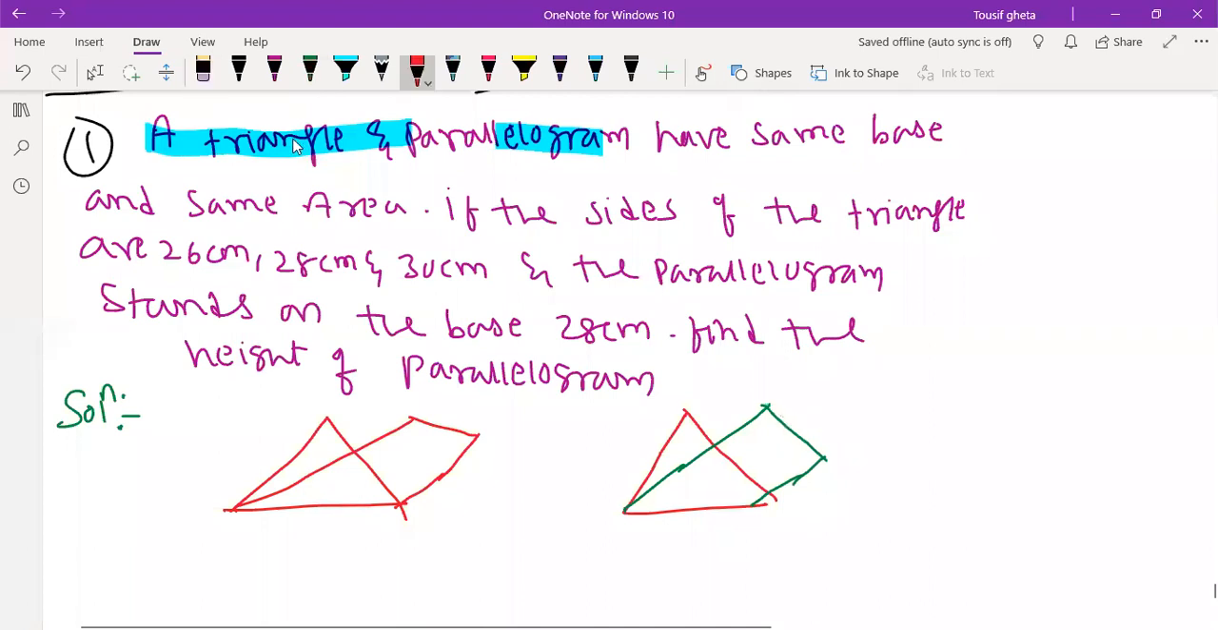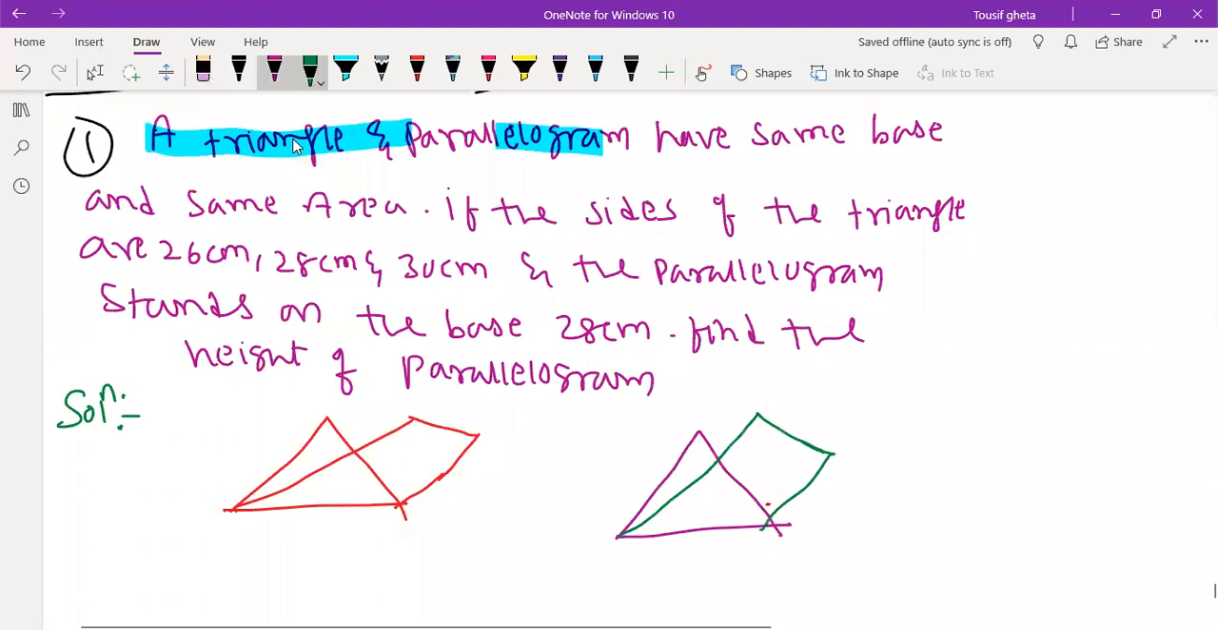This is the figure. This is a parallelogram. Something like this picture may come. Okay, parallelogram. Let us try one more time. Triangle. Parallelogram. Okay, both are standing on the same base.